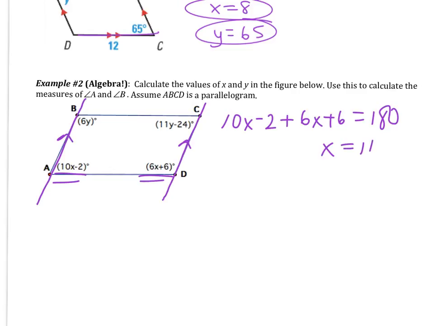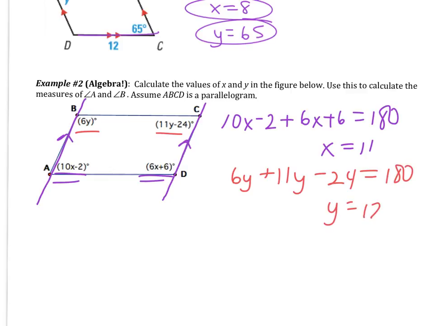And then he's going to do the exact same thing for the y, and he's going to say that 6y plus 11y minus 24 also equals 180. And did you get a y value of 12? Okay, now that's one way to do it. And the benefit to doing it that way is that you only have one variable in each equation and you could solve for it. I saw a number of other people doing the following.